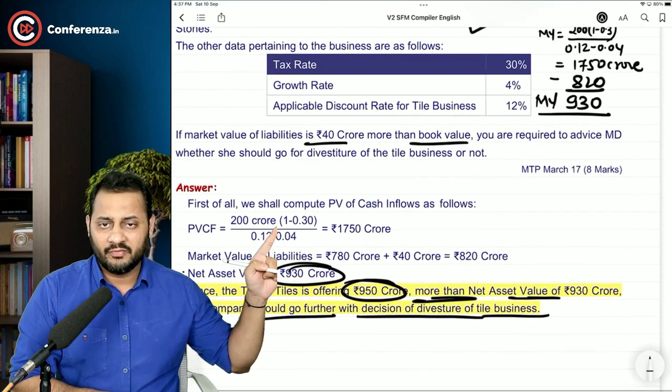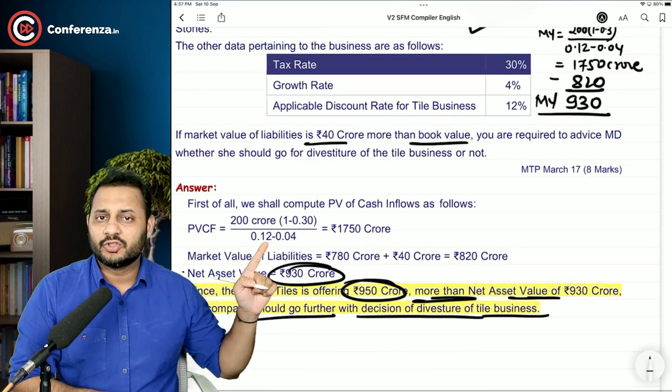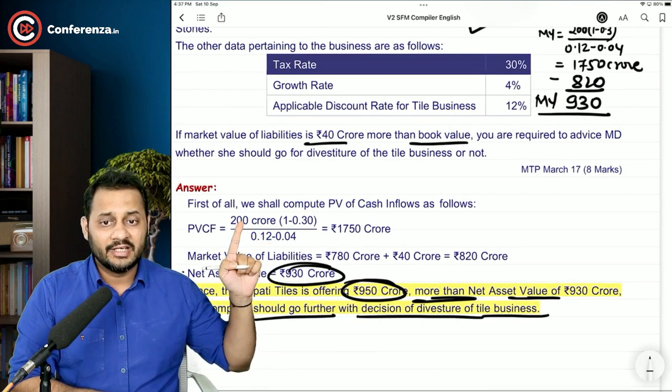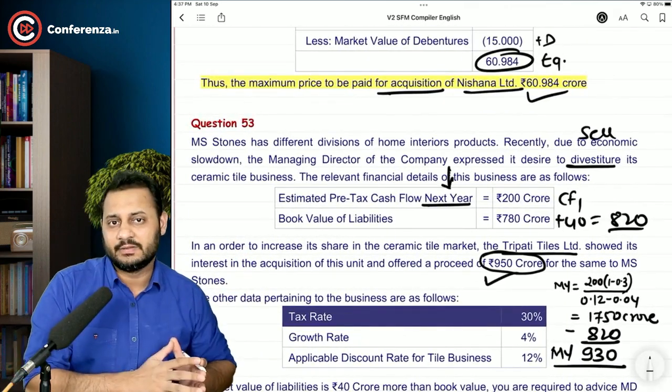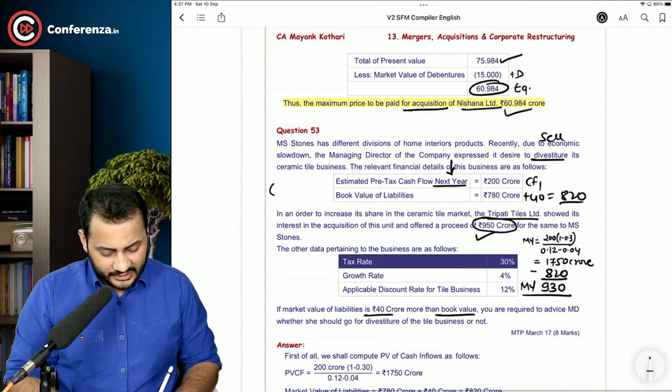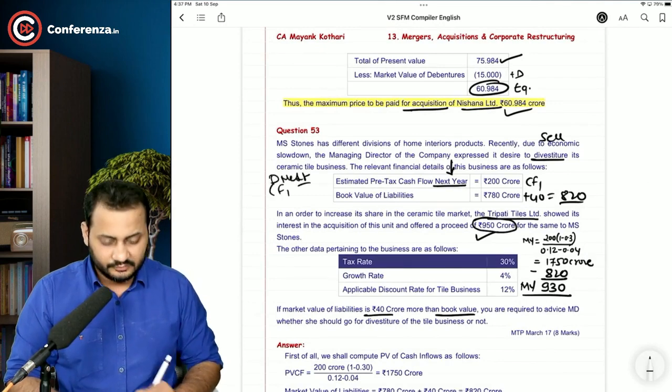200 made after tax divided by cost of equity minus growth. See, we are not adding growth in the numerator because of this single word that it is of the next year. It is just like the cash flow, or we can say dividend of the next year. Okay.